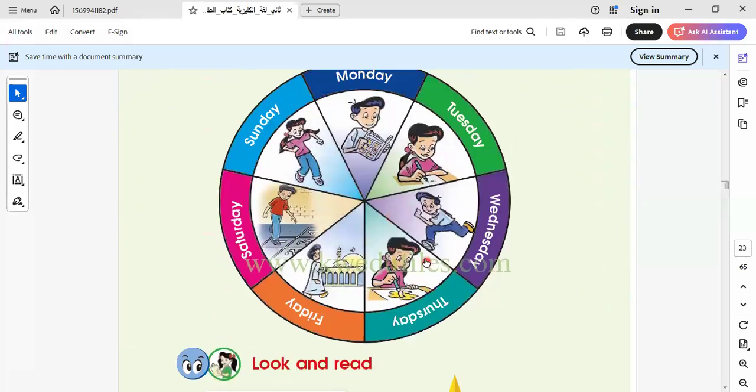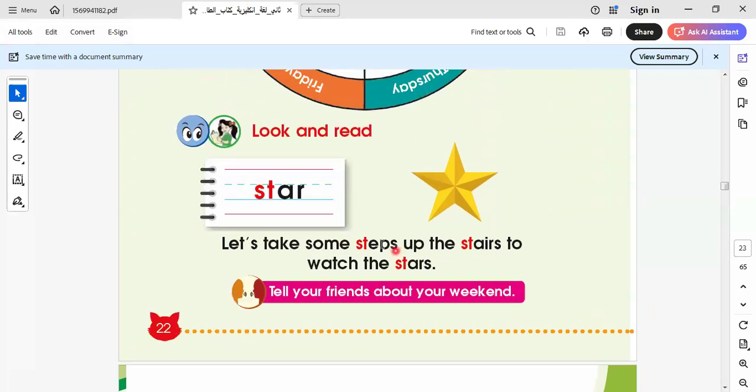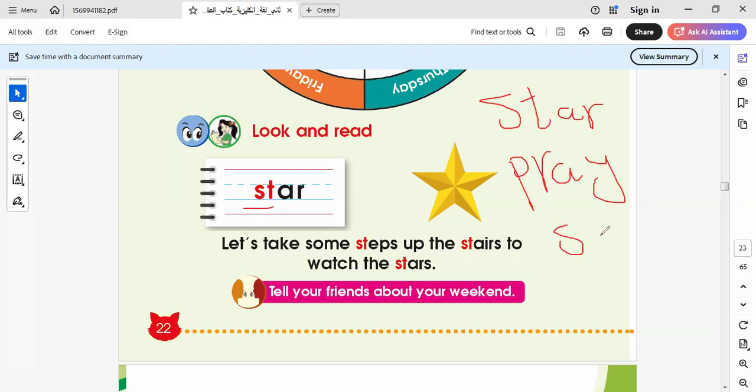Here are the days and what I do in the day. Here is the star. Let's know together. Star. So now we know star, and we know the word pray, and we know the word say. So how many words did we learn today? We learned star. We learned pray.